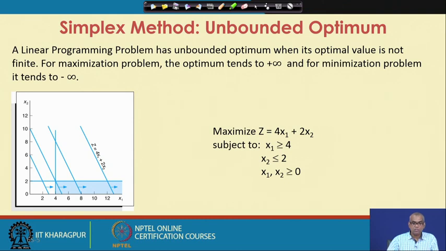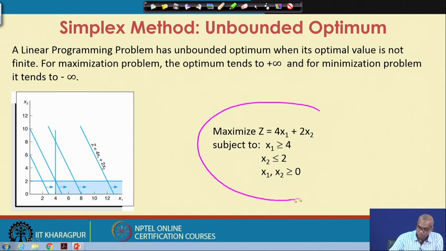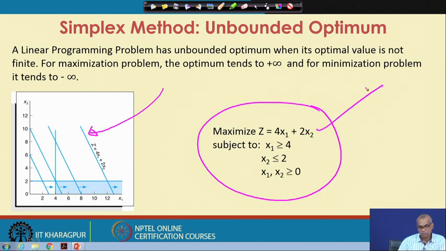The figure shows that the given linear programming problem has unbounded optimum. This is the line corresponding to the objective function, and you can check that you can go on moving the objective function line and increasing the value of the objective function infinitely. So, there is unbounded optimum.